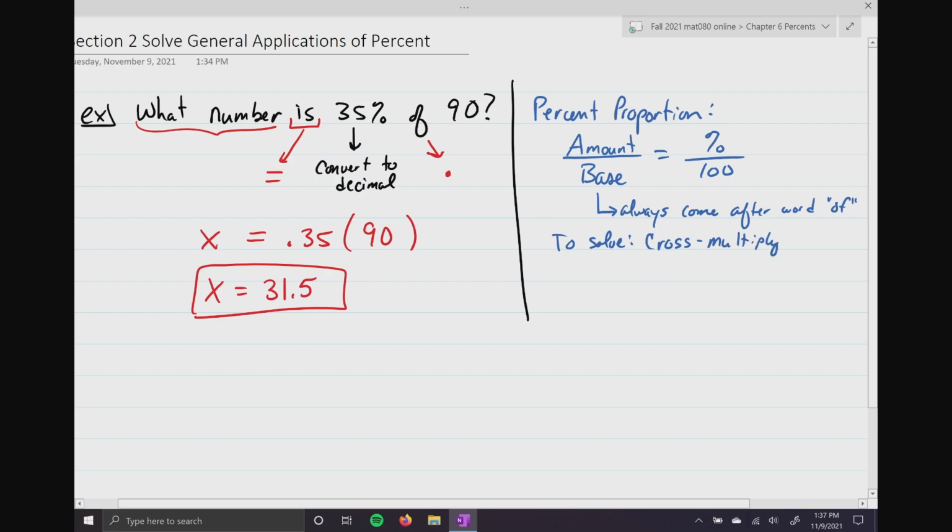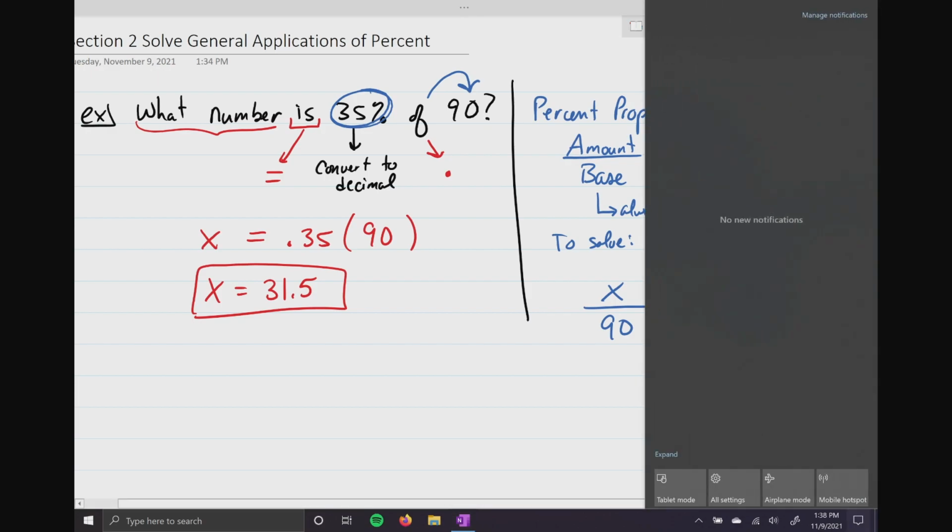So with our problem, what number is 35% of 90? The first thing I would do is set up my proportion, like so, and I find a percent number. So the percent number is 35. So I just put 35 up here. Now I see the word of, and I look directly to the right, and that is the number 90. So the only thing I don't know is this X up here. Now that I have my proportion set up, I can go ahead and cross multiply if I wanted to.